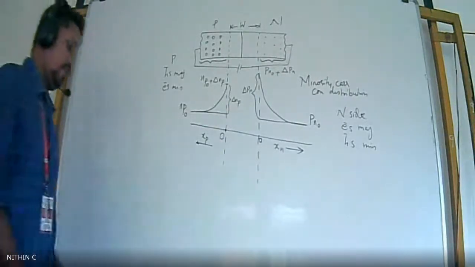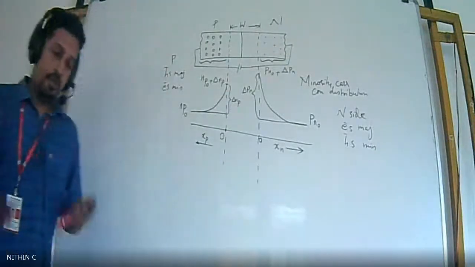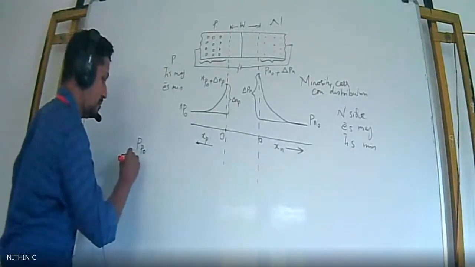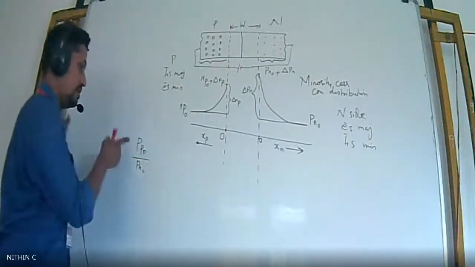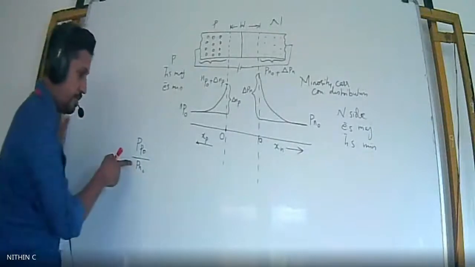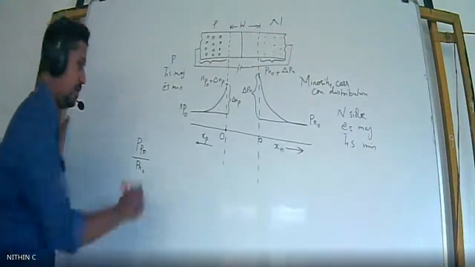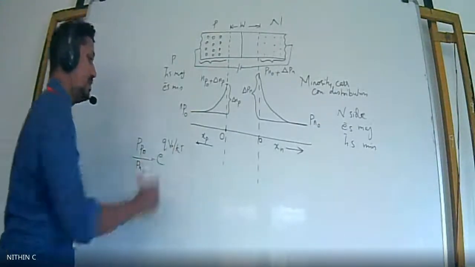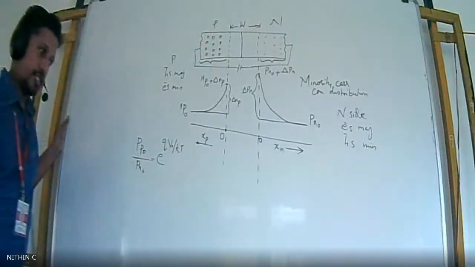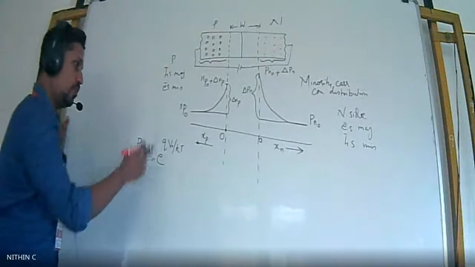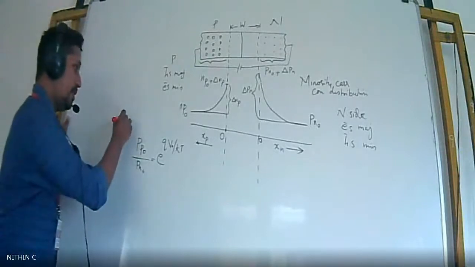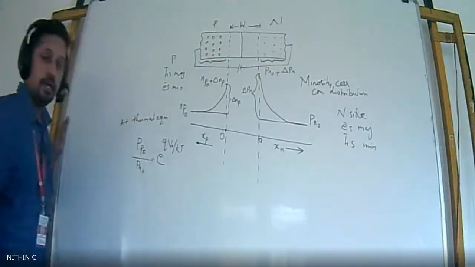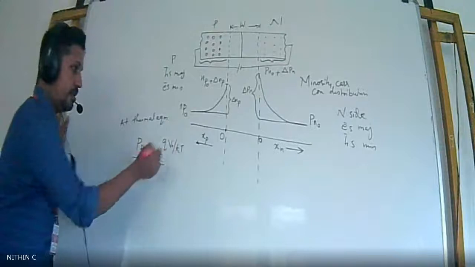On the next stage, we know that at equilibrium, we had already studied an expression like Pp naught by Pn naught. That is the majority carrier concentration on the P side divided by the minority carrier concentration on the N side, is equal to e raised to qV0 by kT, where V0 is the built-in potential. I hope you remember that expression. Pp naught by Pn naught is equal to e raised to qV0 by kT. This is the case at thermal equilibrium. That's why we are writing it as built-in potential.